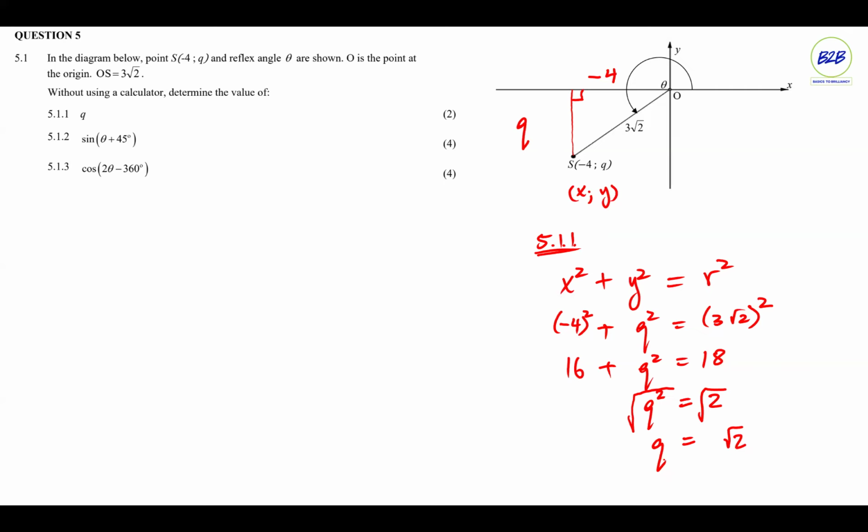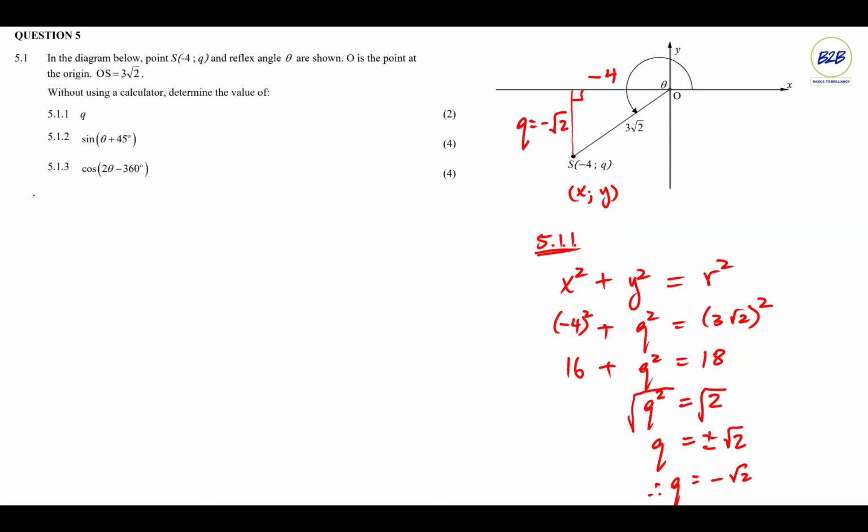But remember what Q is. Q is the value of y. And previously in episode 1, we studied that y can either be positive or negative. Based on the diagram that we have currently, we see that S is below the x-axis. Therefore, our Q must be negative root of 2. All right, so that is how we calculate, folks, the value of Q.